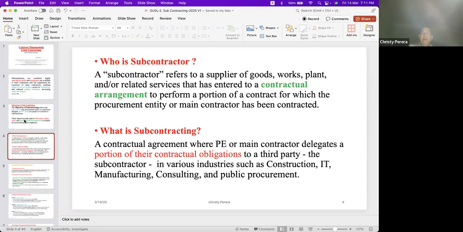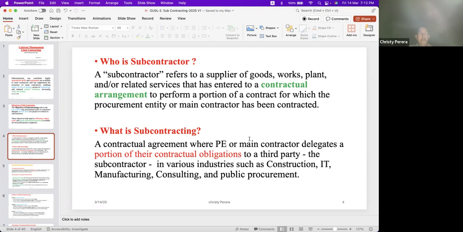Right. Now I will explain here. The subcontractor can sign an agreement with the PE or with the main contractor. If the subcontractor signs the contract with the PE, then it's called a nominated subcontractor.